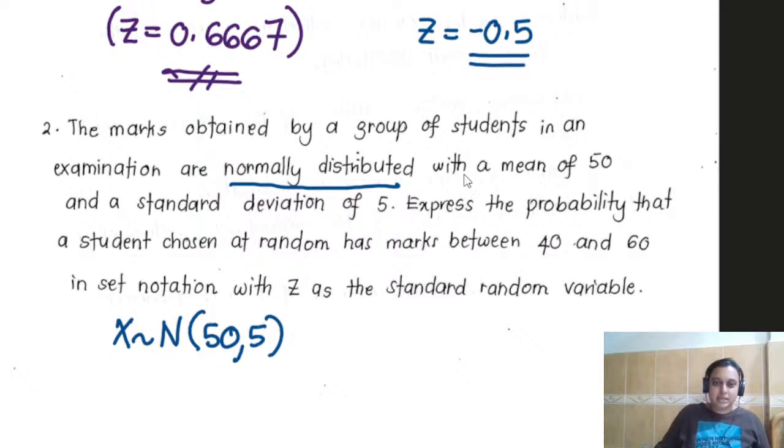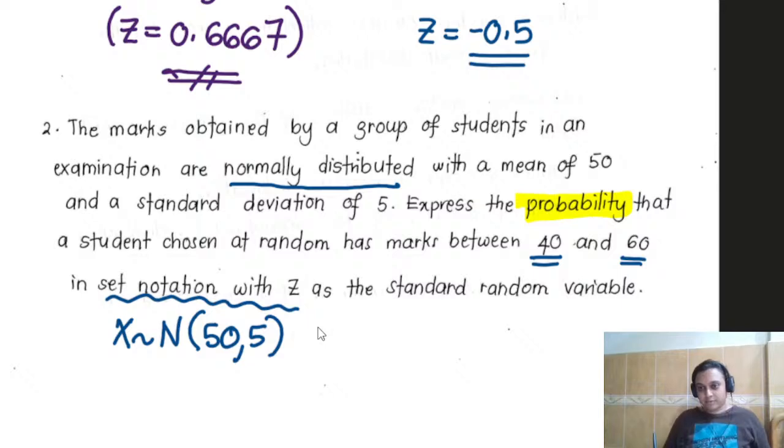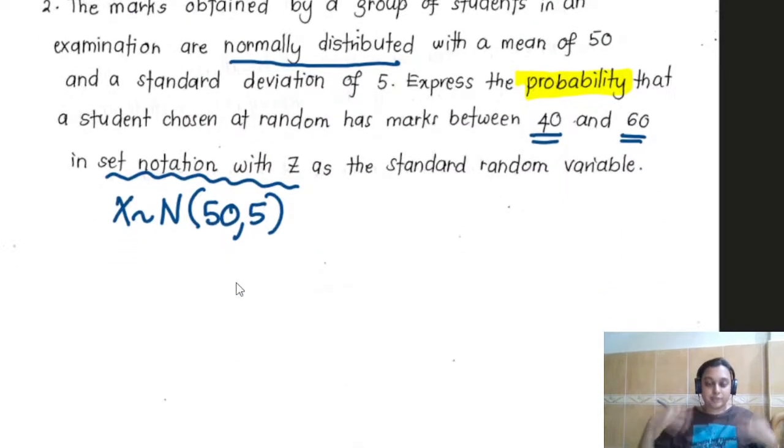Express the probability. Okay, express the probability. Maka dekat sini kita kena guna huruf P. You must use the letter P. Probability, okay, that a student chosen at random has marks between 40 and 60 in set notation with a Z as the standard random variable. Okay, so first they're asking you to express, maka kita kena ungkapkan what is our probability, kebarangkalian. So we start with probability.